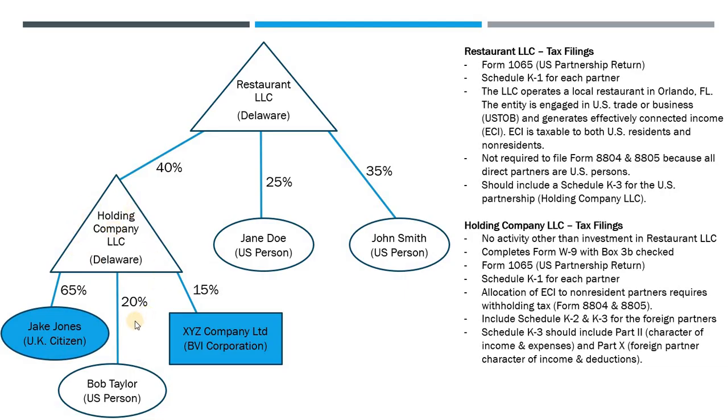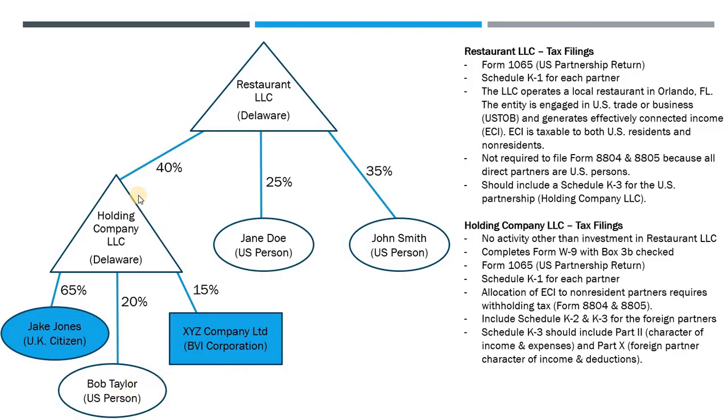And the reason why that's important is because when it goes to prepare its K-1s, if it has any effectively connected income with a U.S. trade or business, it would need to be withholding taxes on the allocations to any foreign partners, right? So this partnership here has two foreign partners, a foreign corporation here and a UK citizen, so he's a non-resident, not a U.S. person, and it has one U.S.